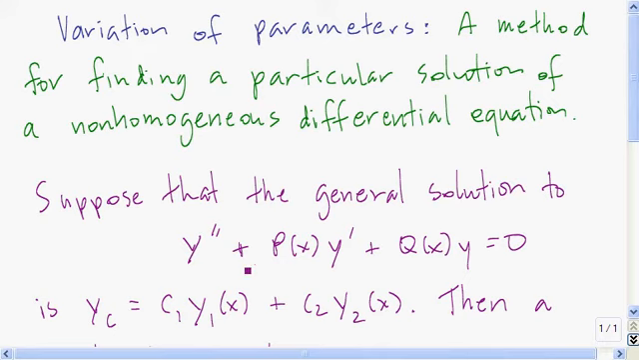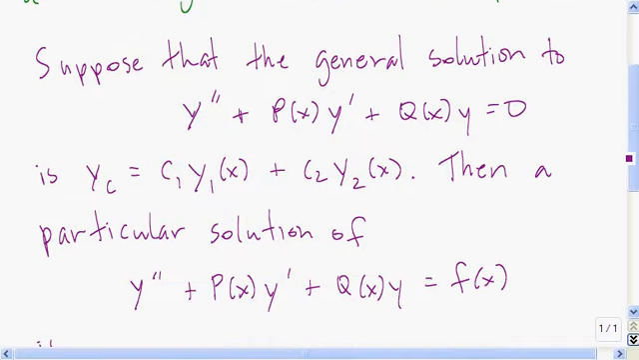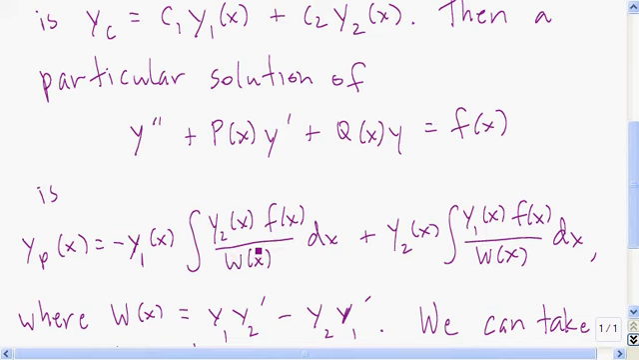So suppose that the general solution to this right here is yc = c1 y1(x) + c2 y2(x). Then we know that y1 and y2 are linearly independent. Then a particular solution to the non-homogeneous case, where I have some driving function f(x) on the right, is given by this big complicated looking expression.